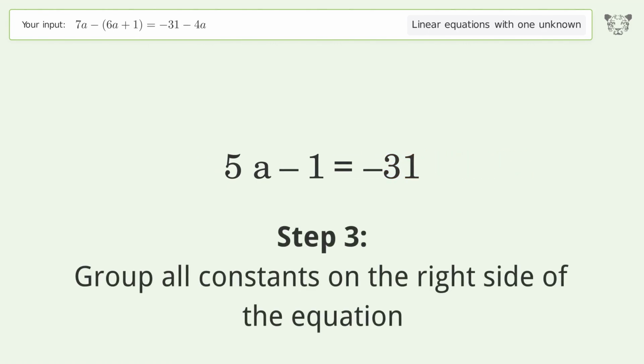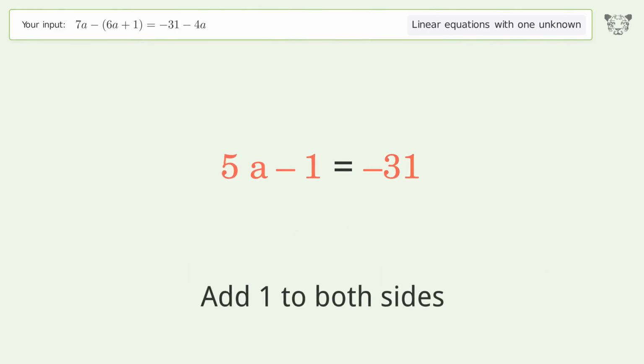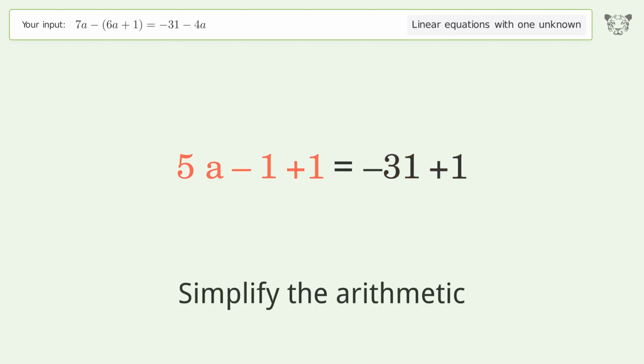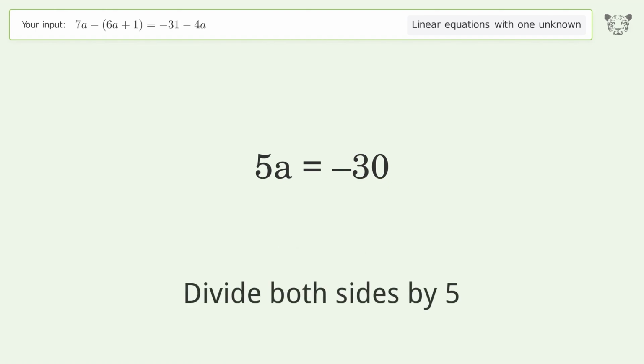Group all constants on the right side of the equation. Add 1 to both sides. Simplify the arithmetic. Isolate the a. Divide both sides by 5.